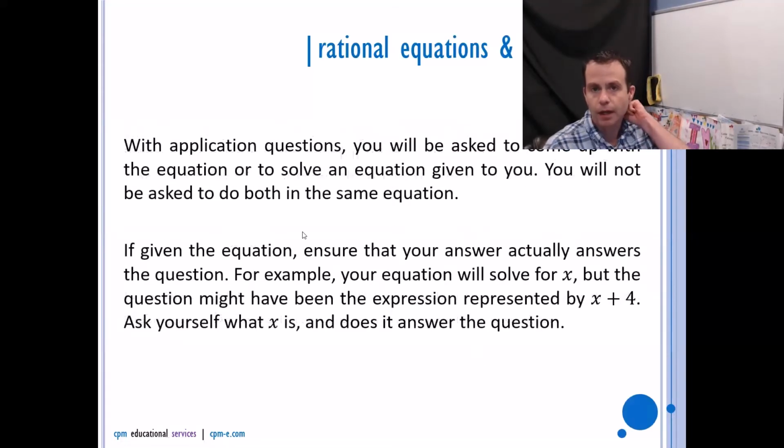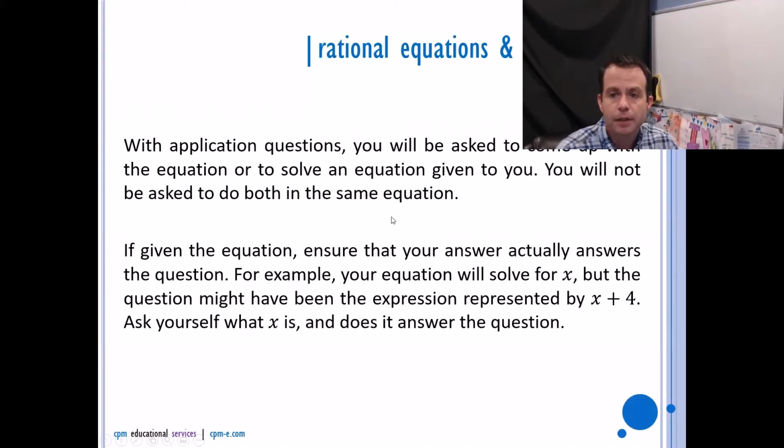Okay. With application questions, you'll be asked to come up with the equation or to solve an equation given to you. We won't ask you to do both in the same question. So either you have to come up with the equation or you have to solve an equation that's given.